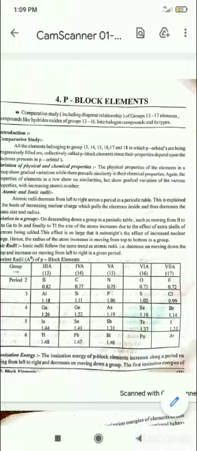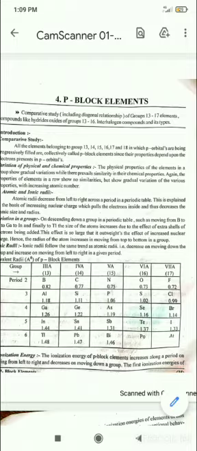In period 3, that is in the third period, aluminium, silicon, phosphorus, sulfur and chlorine. That is aluminium, silicon, phosphorus, sulfur and chlorine. In the fourth period, it is gallium, germanium, arsenic, selenium and bromine.